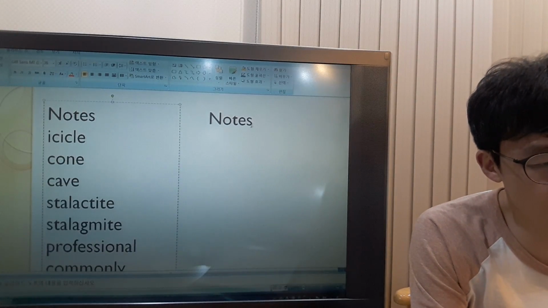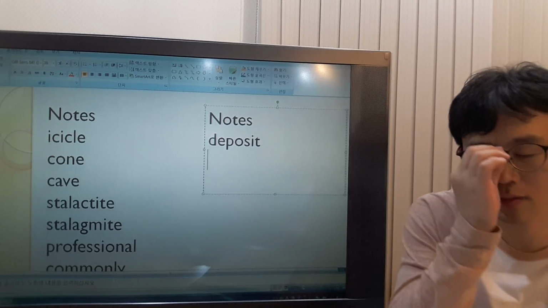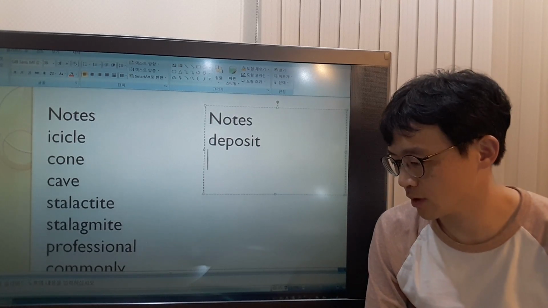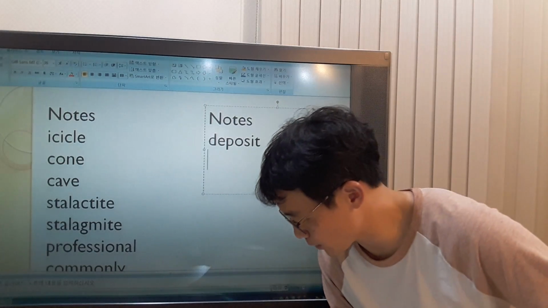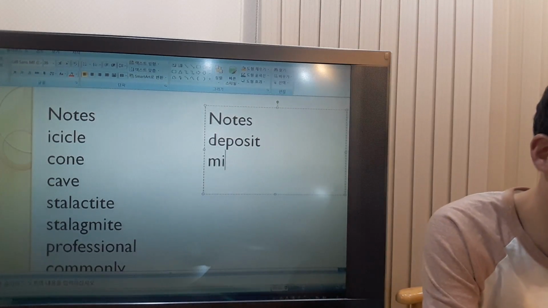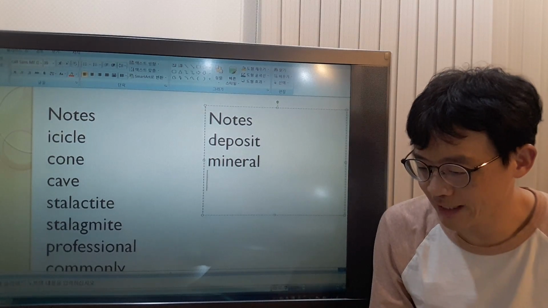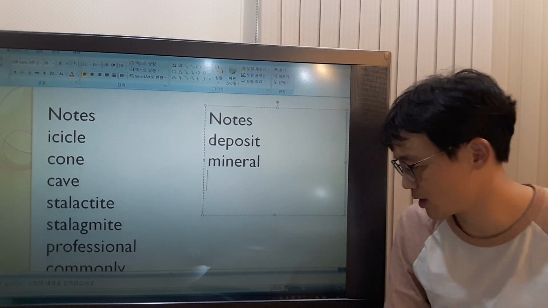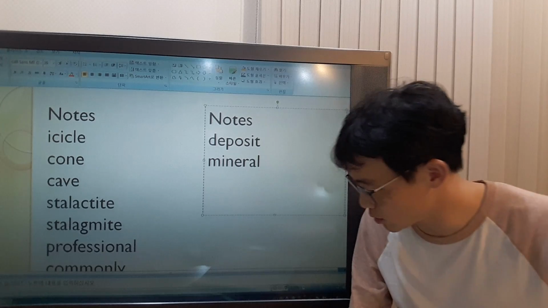The deposit is something that piles up, okay? Something that is left after a chemical reaction, a chemical process, or a geological process, what is left, okay? Deposits of minerals. What's a mineral? Minerals are substances that naturally form in rocks or in the earth, such as tin or sulfur or salt or gold, okay?